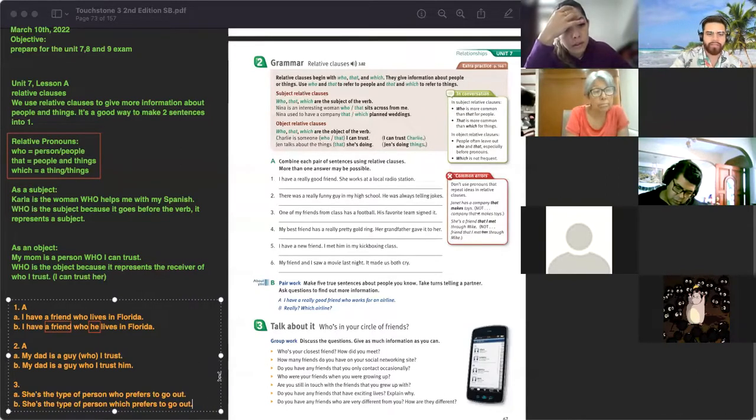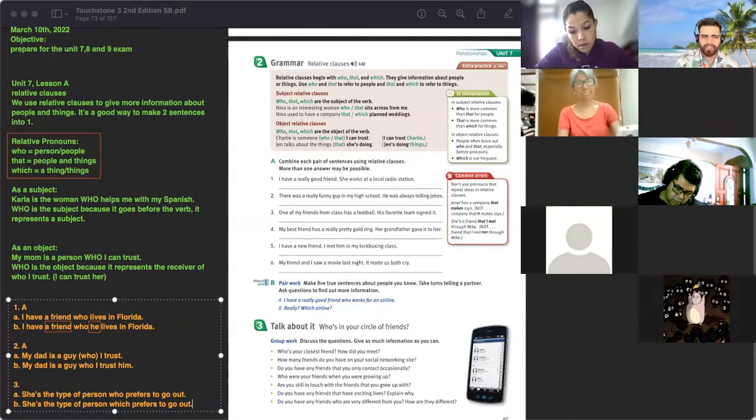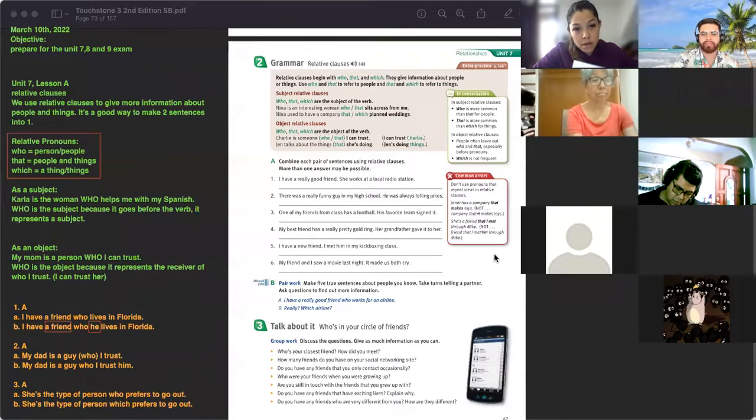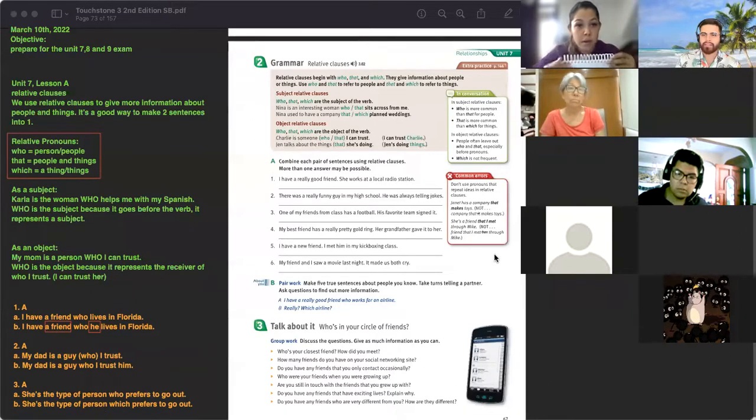What would be the correct answer for number 3, Miss Gonzalez? Letter A. Why? Because "which" is for things, and we talk about "she." She is a person. She's a person, yes. Good job. And all of the sentences, all of the questions with relative clauses are going to be like this. Easy peasy? Yes. All right.